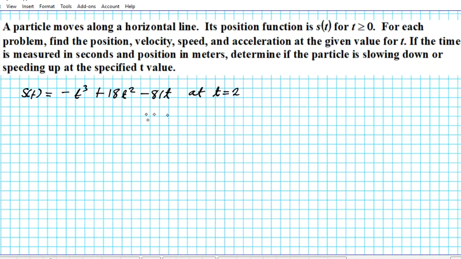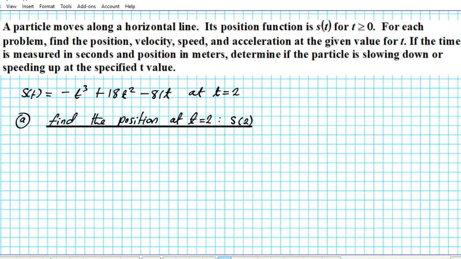Okay? Alright, so let's do the first part. The first part, we're to find the position at this time. So we want to find the position at t equals 2. Another way of expressing this using mathematical notation, position at t equals 2 is s of 2. So one thing you want to note is that s does not mean speed. Common confusion. S represents position. Okay? Alright, so let's go ahead and do that.